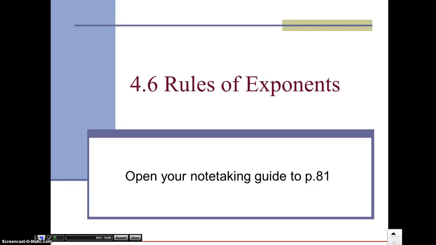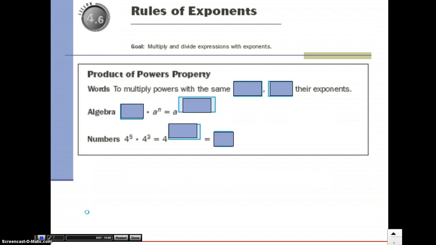Lesson 4.6, Rules of Exponents. The product of powers property says that when you multiply powers with the same base, you add their exponents. That's what's important in this property, that you add their exponents when you are multiplying powers.